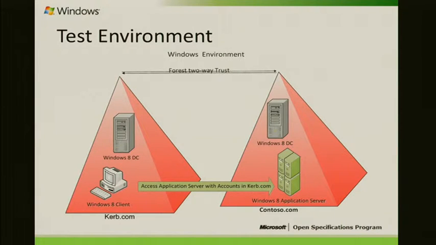So this is our test environment. We have 2 domains, and between the 2 domains we have a two-way trust. One has the client. It's called the curve.com domain and has a Windows 8 DC. This is our Windows environment, by the way. Another domain, we call it contoso.com, and this domain has an application server. Later on, you will see this application server can be used as the web service application and RPC application server, as well as a file sharing application server.